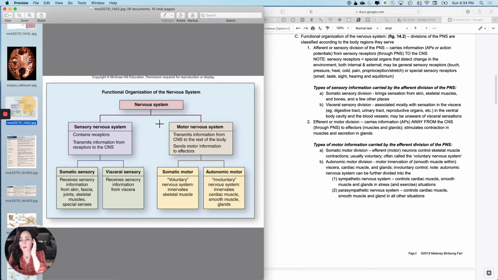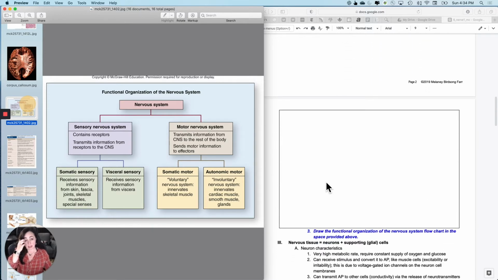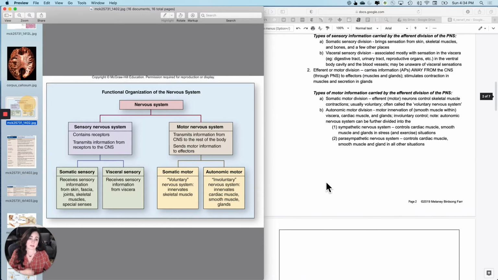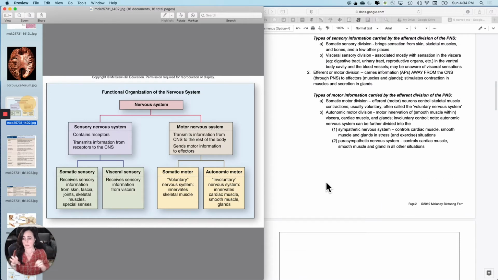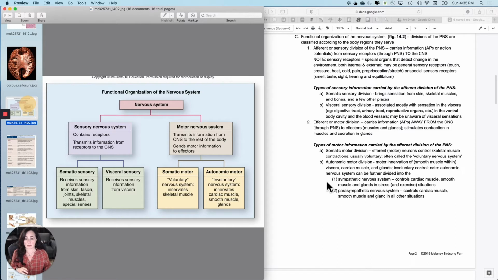Okay, so we're going to build something like this, and I gave you a place in your notes to build it. So that might be a big enough space for you. If it's not, make it bigger before you fill it in. So let's start building that. Okay, so with the functional organization of the nervous system, I'm going to draw it for you first, and then I'll elaborate on each part a little deeper if I need to.